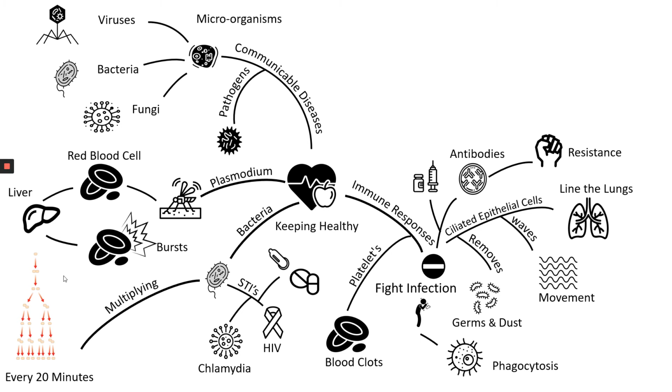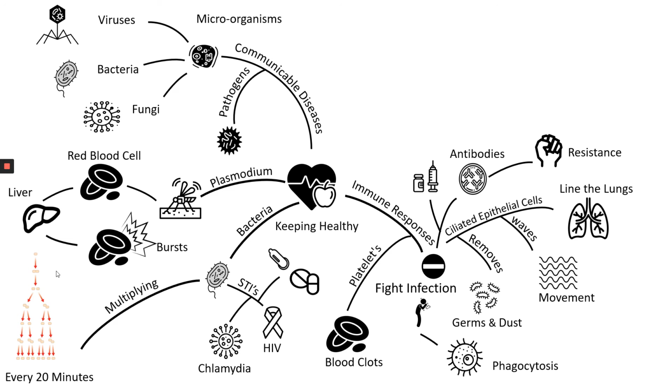Now, these germs and dust are collected by something called mucus, and this is a sticky white substance which acts a bit like a glue or like a putty, which traps all of those germs and dust. And then the ciliated epithelial cells are able to move that mucus along and back out through our throat and out through our mouth.